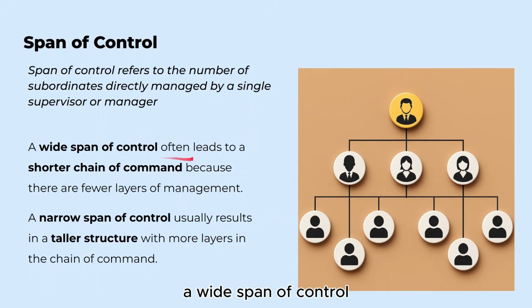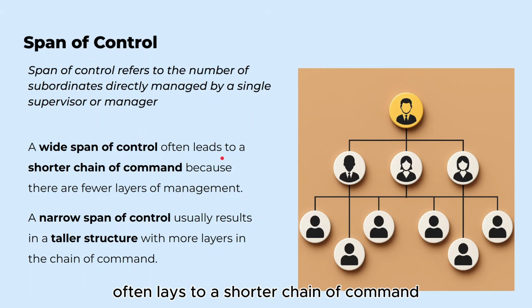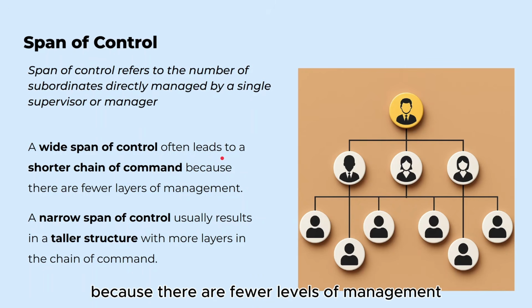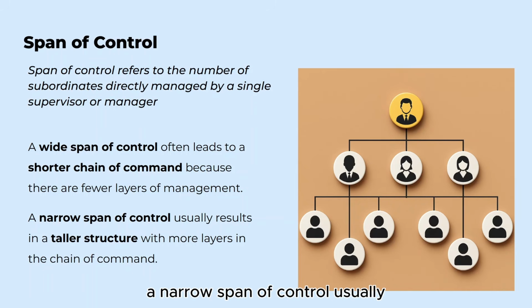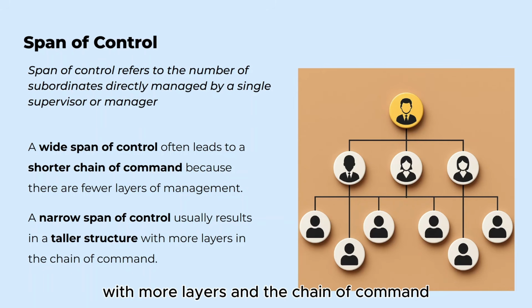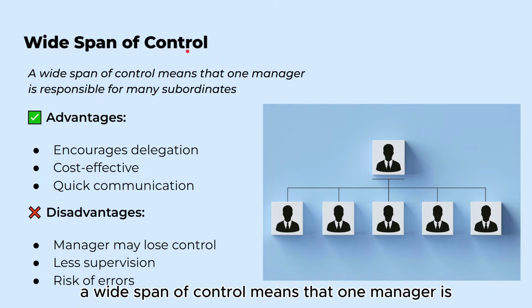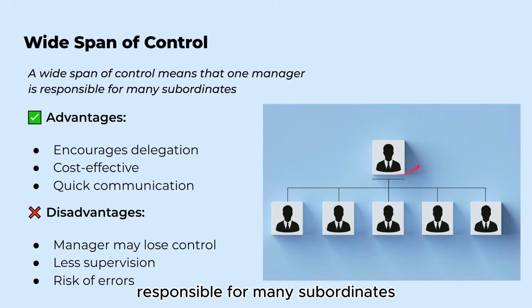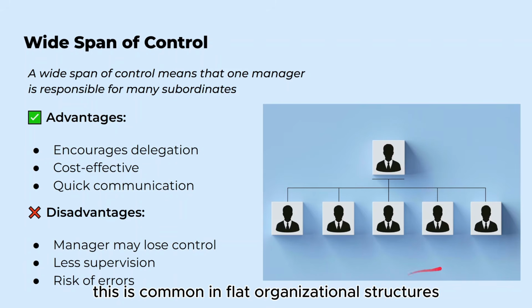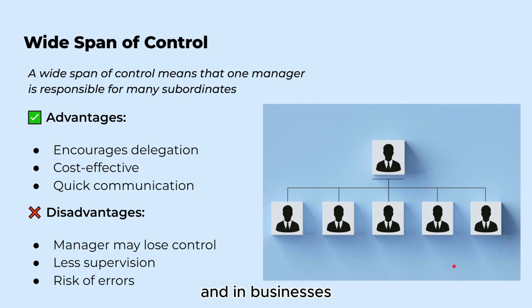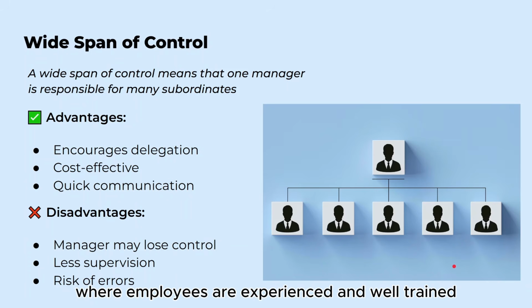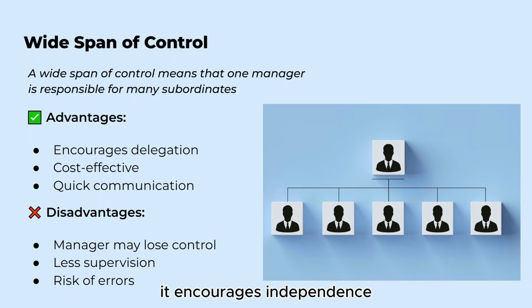A wide span of control often leads to a shorter chain of command because there are fewer levels of management. A narrow span of control usually results in a taller structure with more layers in the chain of command. Now let's look at wide span of control. A wide span of control means that one manager is responsible for many subordinates. This is common in flat organizational structures and in businesses where employees are experienced and well-trained. It encourages independence, reduces costs, and speeds up communication.